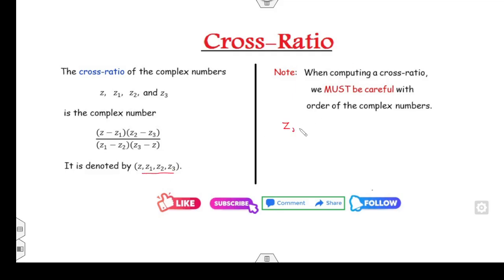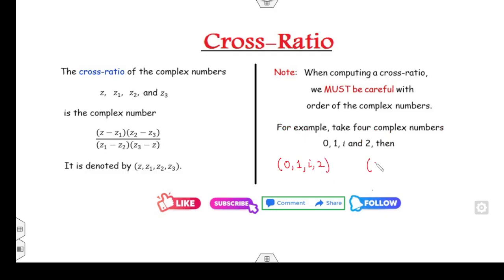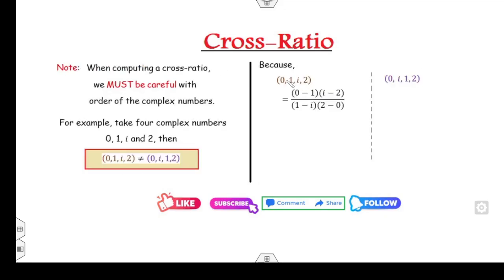If you write the first number as (z, z1, z2, z3), and the second number as (z, z2, z1, z3), they are definitely not equal. For example, if I take the 4 numbers 0, 1, iota and 2, and the second as 0, iota, 1 and 2, they are definitely not equal. How can you define the number (0, 1, iota, 2)? As I mentioned, you subtract the first 2 numbers, 0 minus 1, then 1 minus iota, then iota minus 2 and then 2 minus iota.